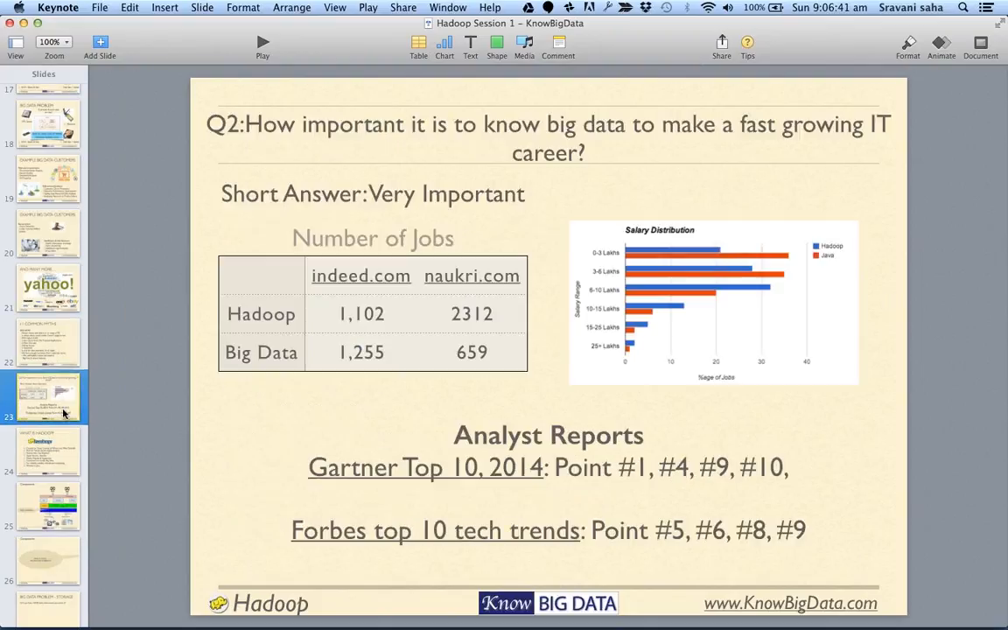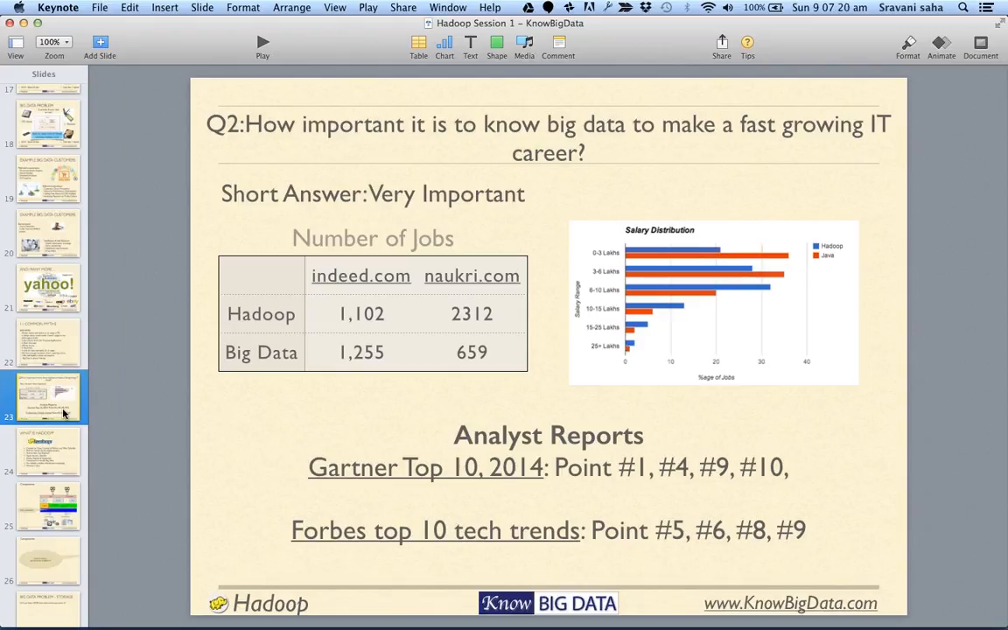All right. So this is another slide with all this data. It shows that in Gartner's top technologies for 2014, all points are related to big data, that these are the technologies which have to come into place. Similarly, Forbes' top 10 technology trends contains at least 4 points which are related to big data. At the same time, if you try to dig a little bit about jobs, you will find a lot of jobs on big data and Hadoop.